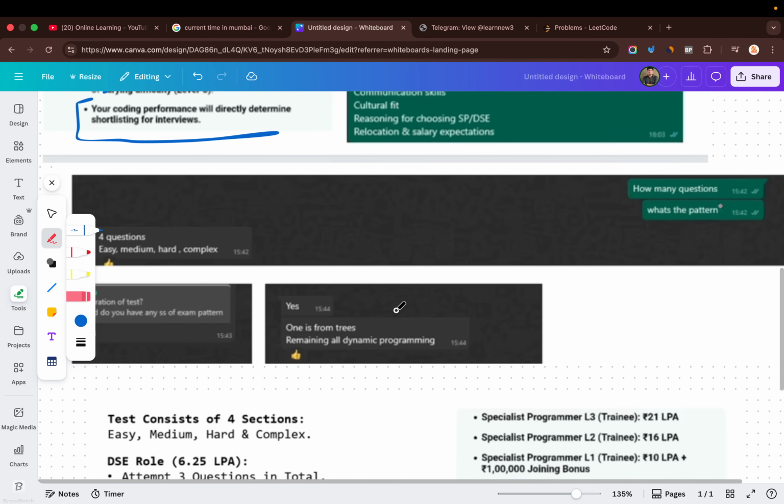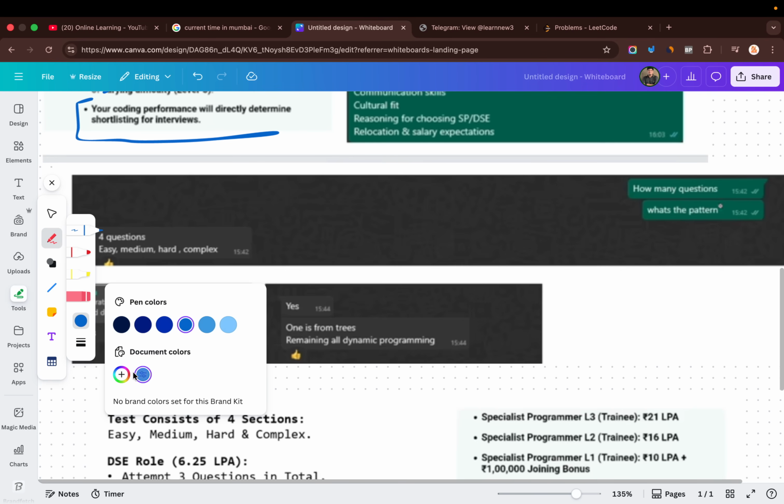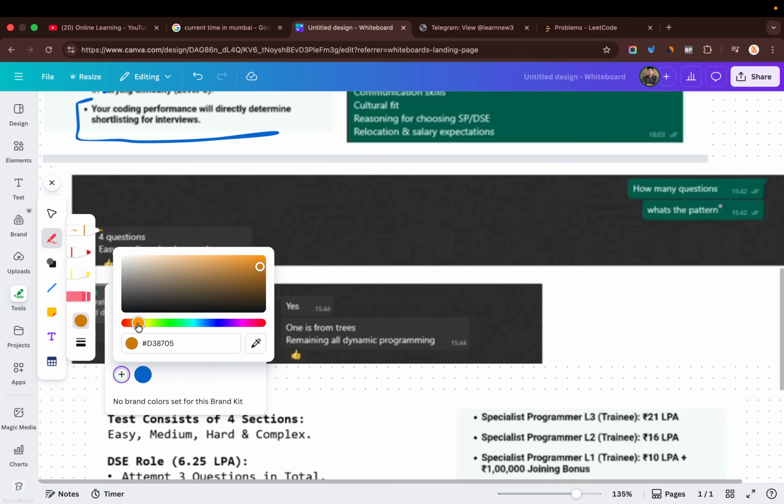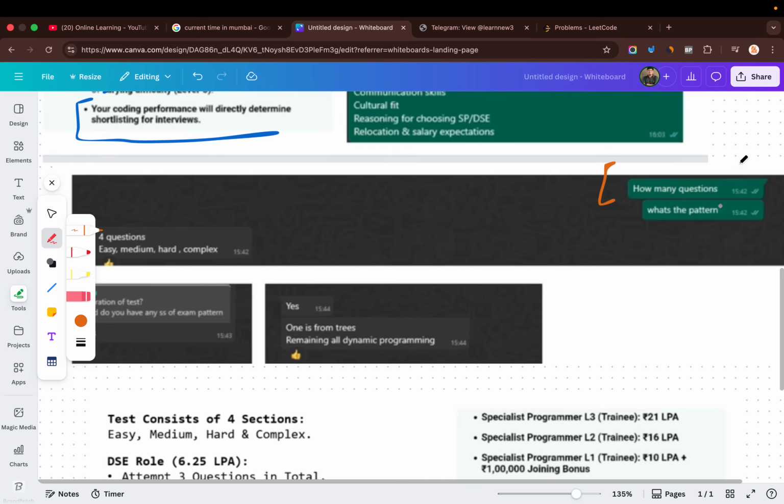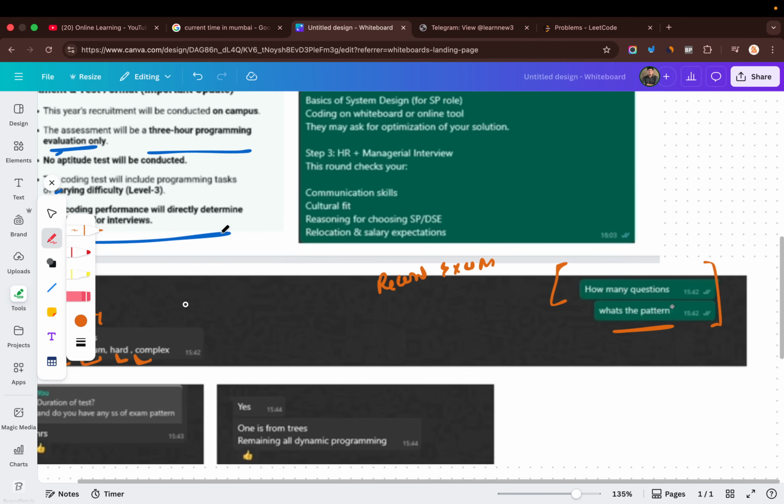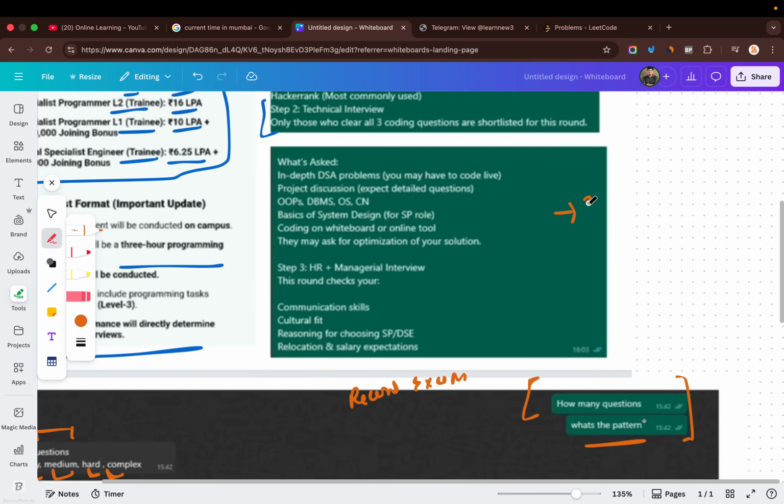But we have to understand one thing, the 3 questions or other type of question they mention. What did the candidate mention, how many questions and what's the pattern? This is the recent exam experience that was shared by a candidate on our channel. So total 4 questions are there: easy, medium, hard and complex. We have to understand that 3 coding questions in 3 hours is very, very different.